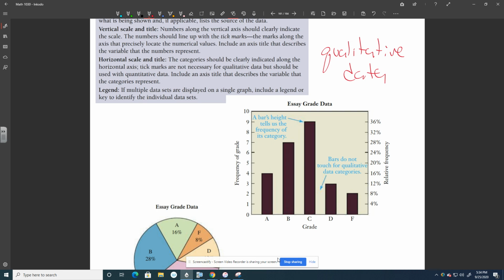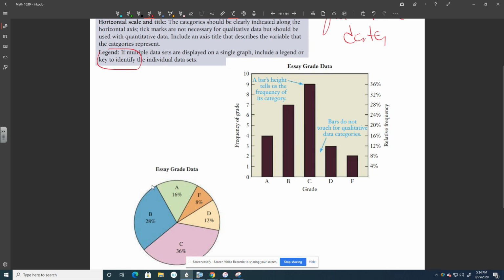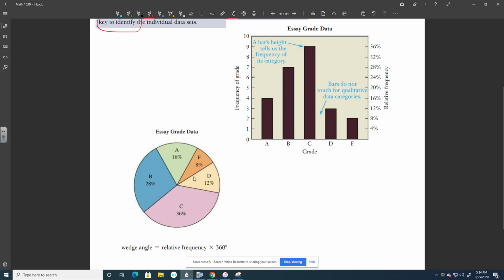It's also important, if you need to have a legend. Sometimes, like on this pie chart, sometimes it doesn't tell you in the pie chart what each of these pieces is. So off to the side, you might need something that says green is A, kids that got an A. Orange are the F's. That represents those that got an F, okay?